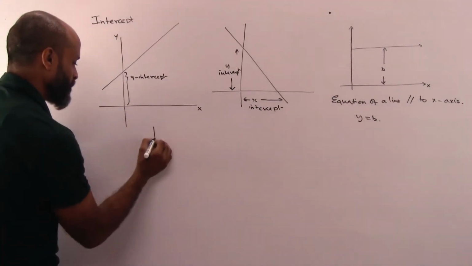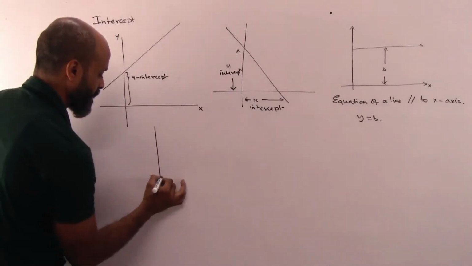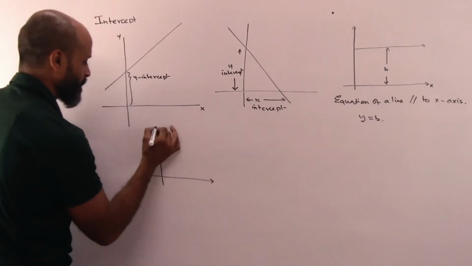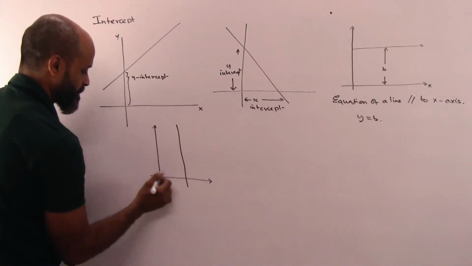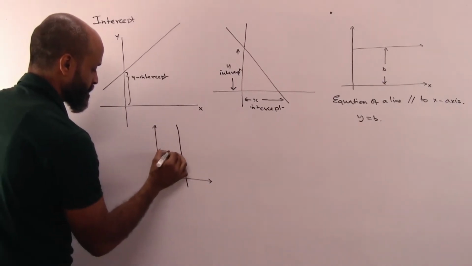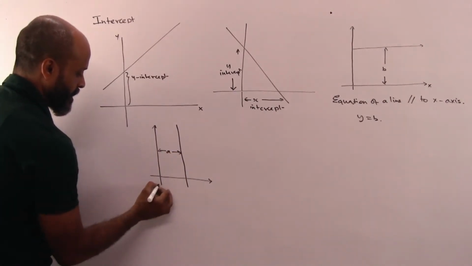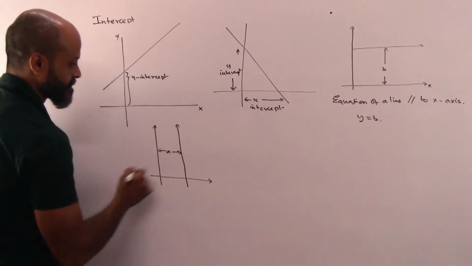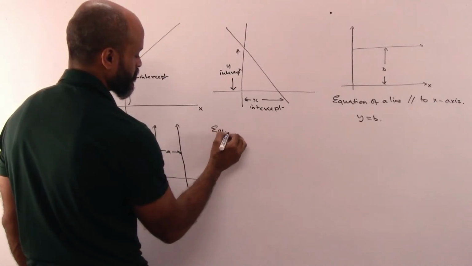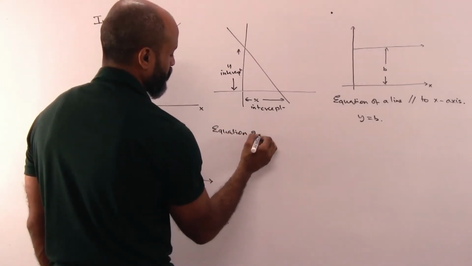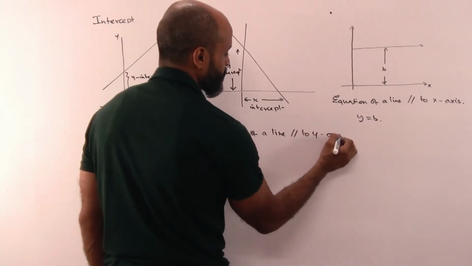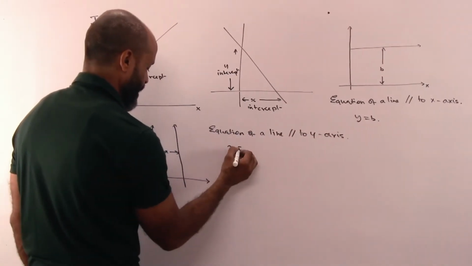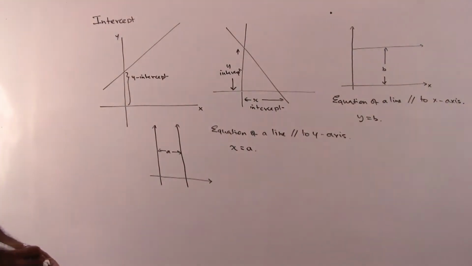And similarly, if we have a line which is parallel to the y-axis, let's say we have this distance as a, and this is parallel to the y-axis. What will be the equation of a line parallel to the y-axis? x is equal to a. This will be the equation of the line.